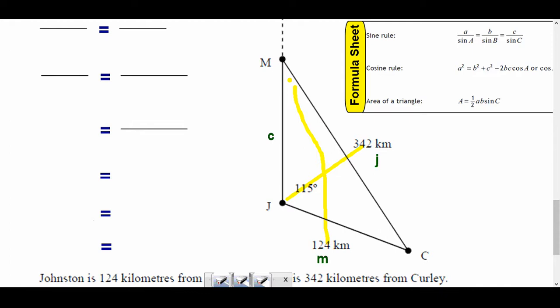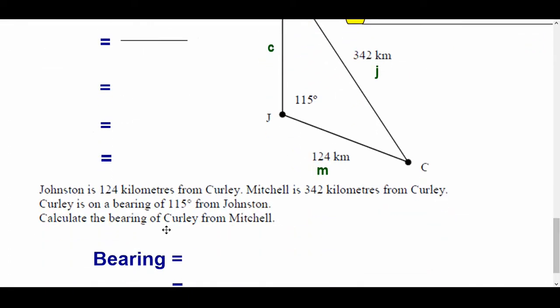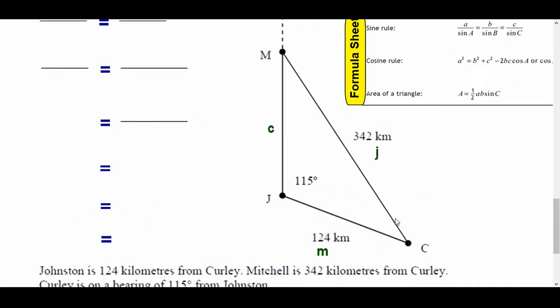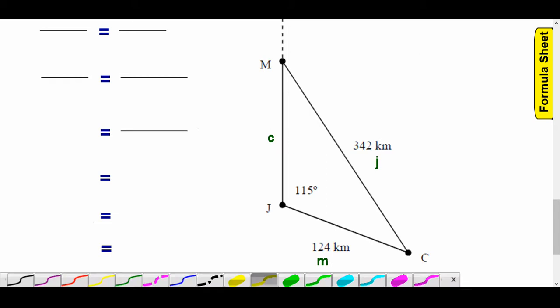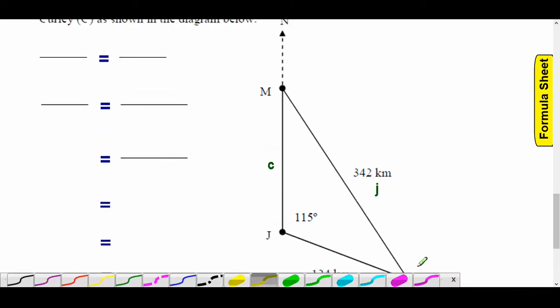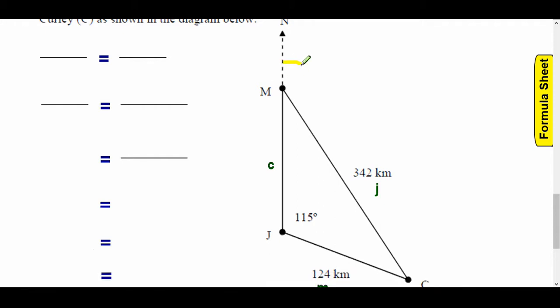Right, now let's have a look at the actual question. What is it asking us to do? It's saying calculate the bearing of Curly from Mitchell. So it's given us this diagram and some other information, but the bearing is basically of Curly from Mitchell. So you're standing here and the bearing is taken from the north line round in a clockwise direction. So we're looking for that angle there basically.